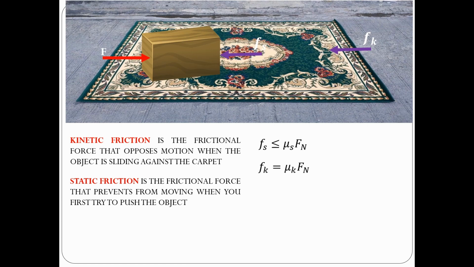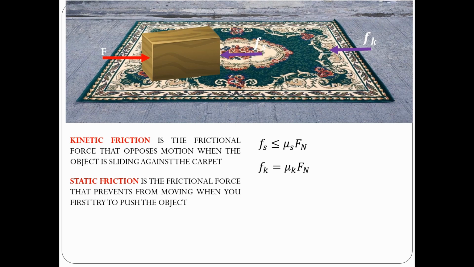You will notice that static friction force Fs is represented by an inequality, which means that it is not just a fixed number. It can be a range of numbers up to a maximum point, while the kinetic friction force is not represented by an inequality. Therefore, Fk represents a fixed number.